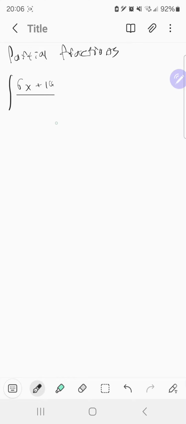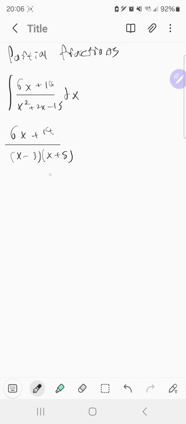So, for example, the integral of (6x + 14) over (x squared + 2x - 15) dx. This would be a very difficult integral, but we can split it up into two simpler integrals using partial fractions. So 6x + 14 over, we can factor this bottom part into (x - 3) and (x + 5).